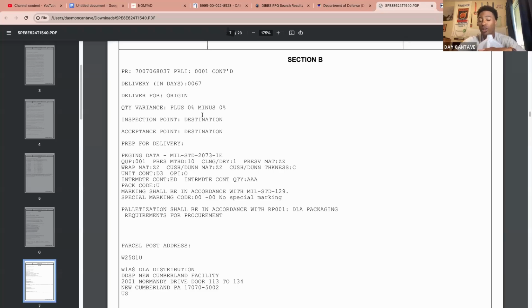Inspection point destination, so that's good. That means the government's going to inspect it once it gets to their place. Acceptance point destination, and then prep for delivery. So here's the packaging data right here. It's not even a secret anymore. I can't even hide it. If you go to their Camp Hill Lidos packaging code lookup, you can put all this information in and it'll break it down. However, watch the video on Friday because there's a little tip and trick about how to interpret that.